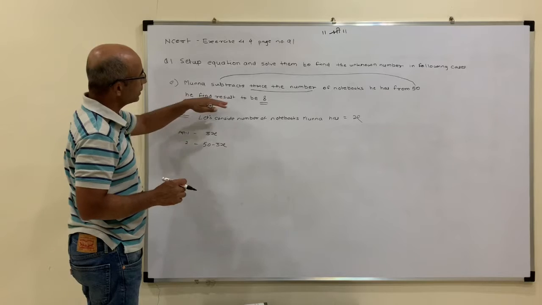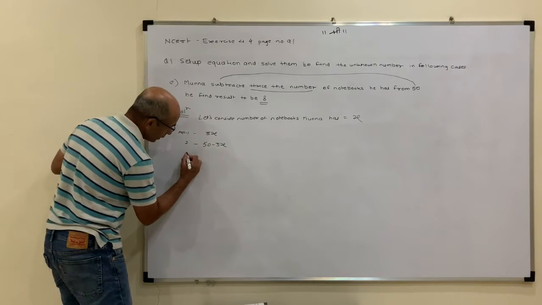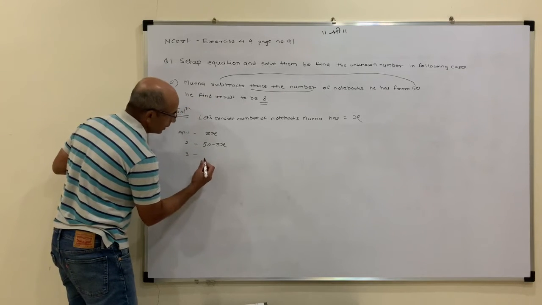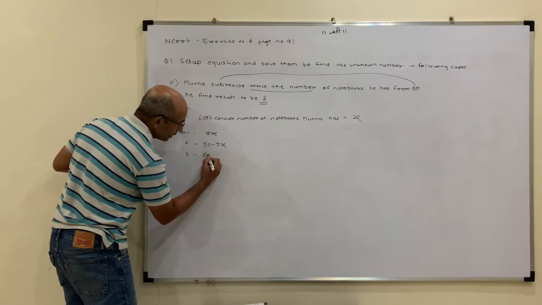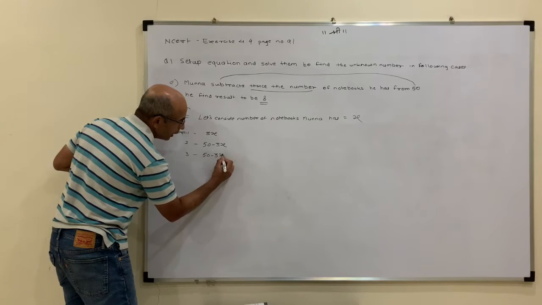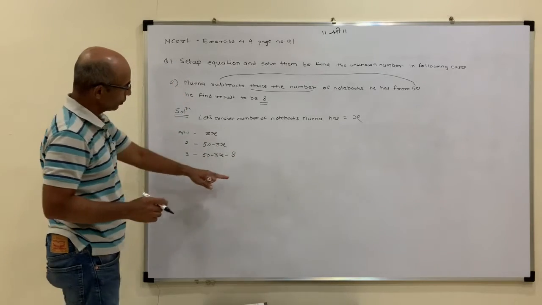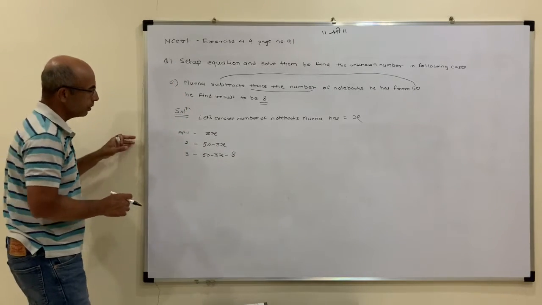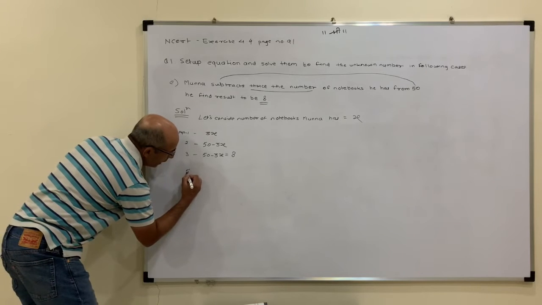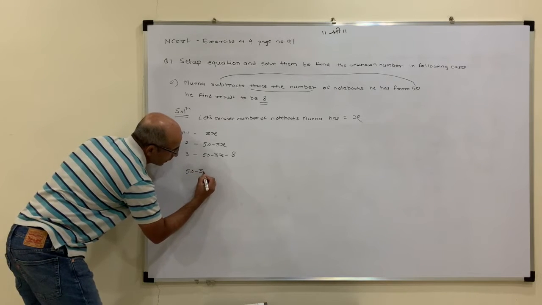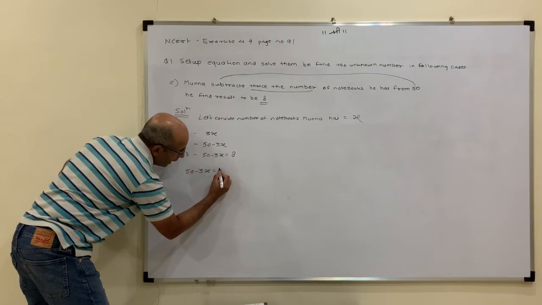And he finds the result to be 8. My third step to construct the equation is 50 minus 3x equals 8. Now we need to solve this equation. So now 50 minus 3x equals 8.